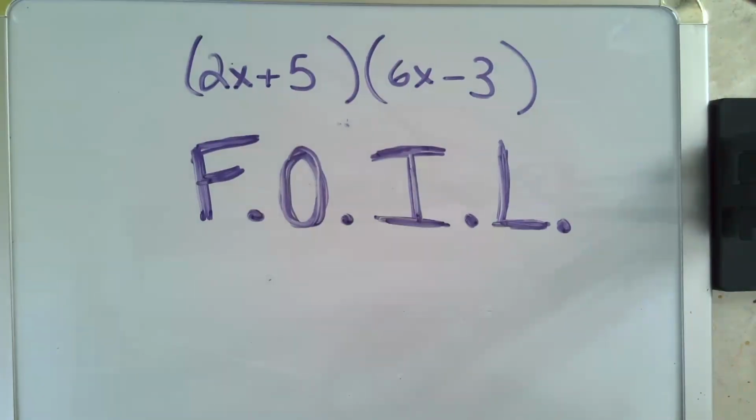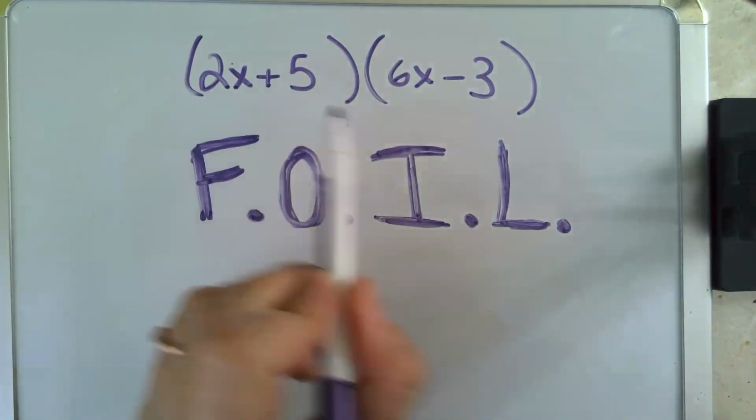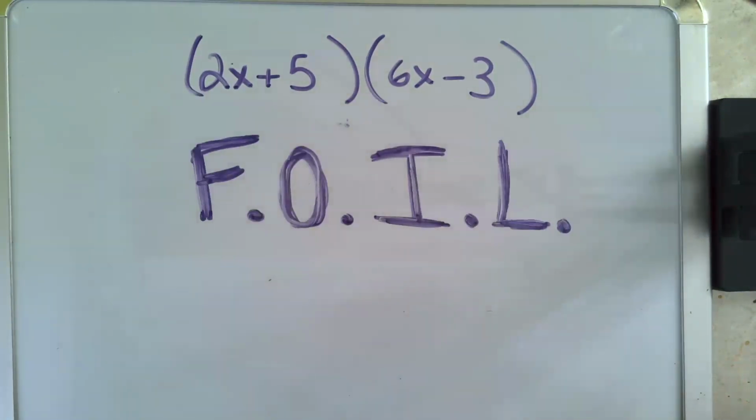Hello. Today we're going to take a look at multiplying polynomials, and we're going to take a look at the acronym FOIL, which gets brought up in a lot of classes, and a lot of students actually don't understand what it means. So let's take a look at what it means and how to use it. Okay, so you use the acronym FOIL to multiply two polynomials together.